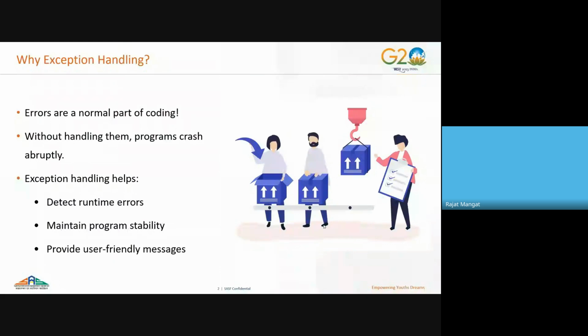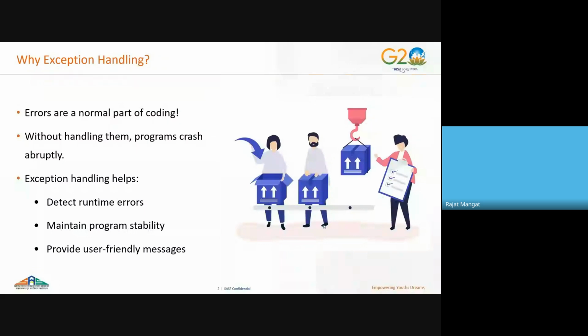If an error is occurring in the add to cart function of Flipkart, then it should indicate to the user that there is an error and they need to resolve it. Other parts of the program should keep working as they are. They should not get halted because of that error. That's why, without handling them, the program crashes abruptly, and we need to tackle this situation. That's why we need exception handling.